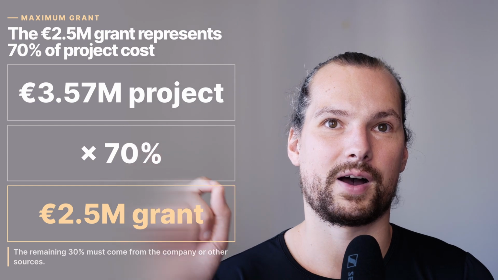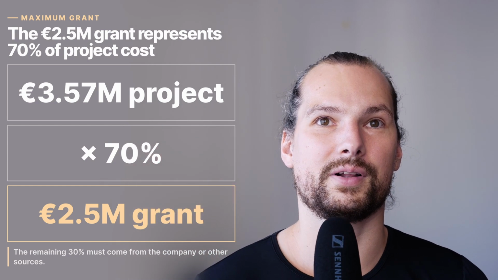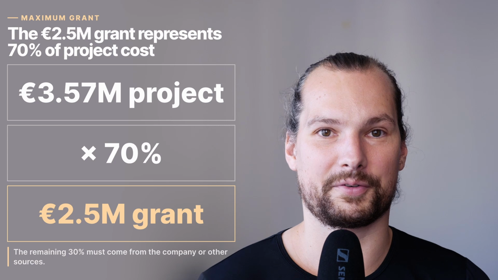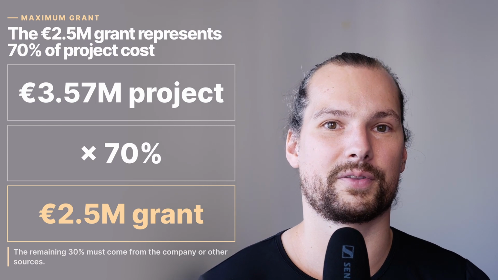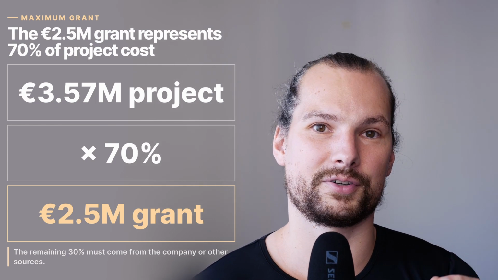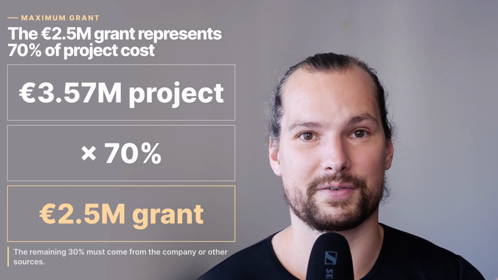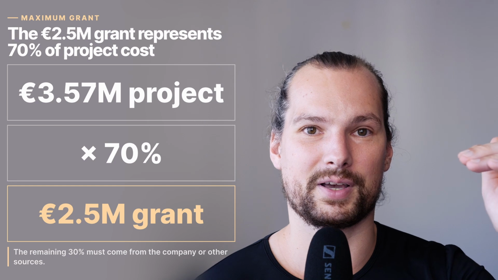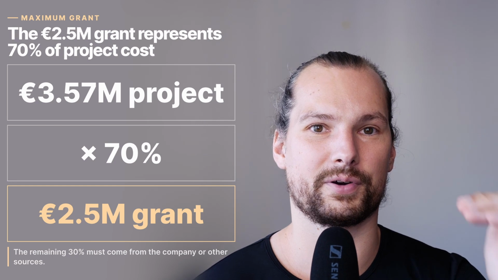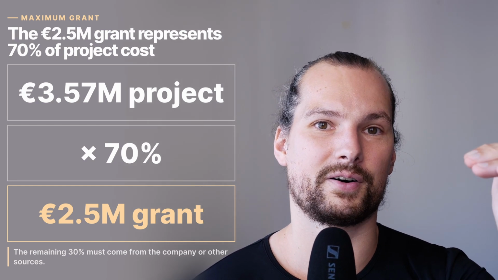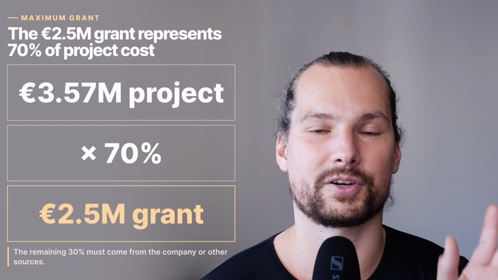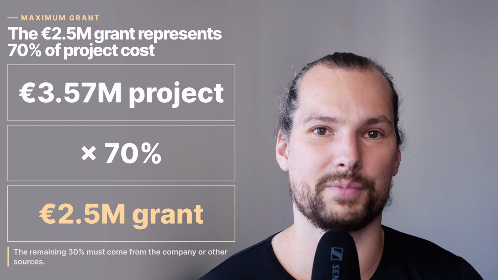But basically, with the grant, you can go up to 2.5 million. That is the actual grant that you're going to request. But you will see the number of 70% funding rate. A 70% funding rate for the grant means if you have a project, let's say magically with a budget of 3.57 million euros, 70% of 3.57 is 2.5. So 70% of the 3.57 project cost is going to be 2.5 million euros.